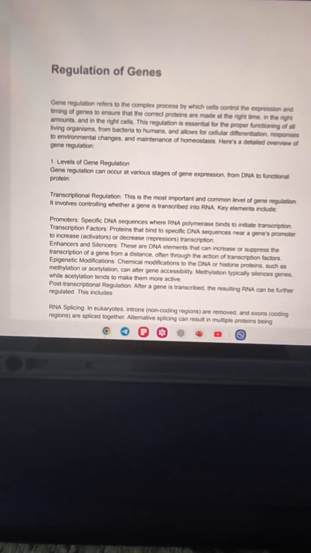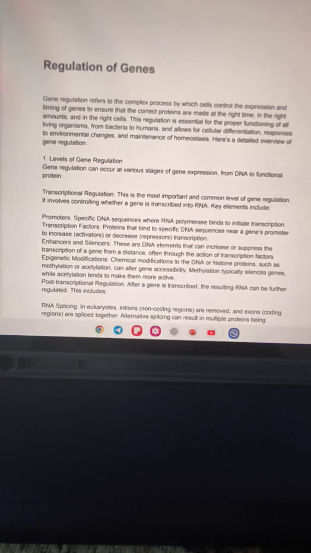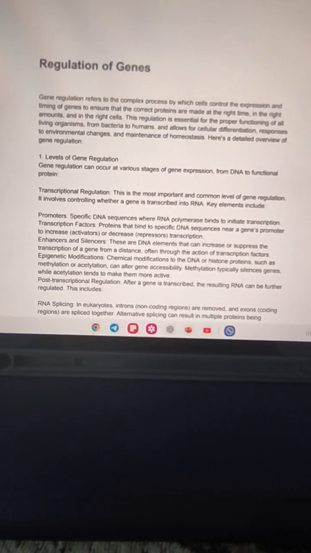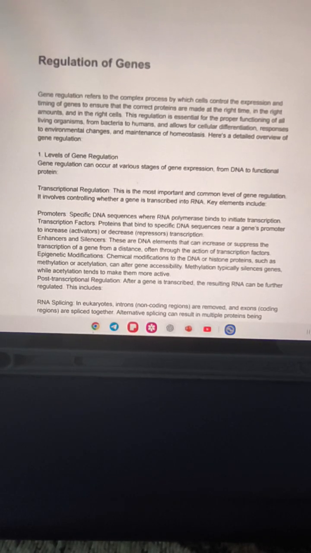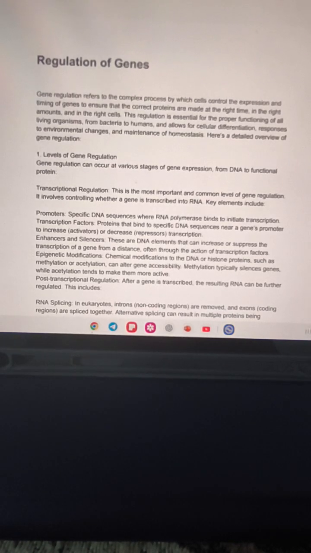Gene regulation refers to the complex process by which cells control the expression and timing of genes to ensure that the correct proteins are made at the right time, in the right amount and in the right cell. The regulation is essential for the proper function of all living organisms, from bacteria to humans, allowing cellular differentiation, responding to environmental change and maintaining homeostasis. Here is a detailed view.